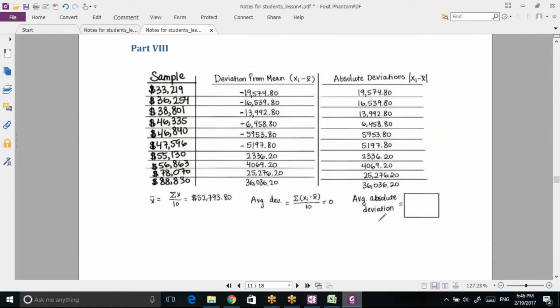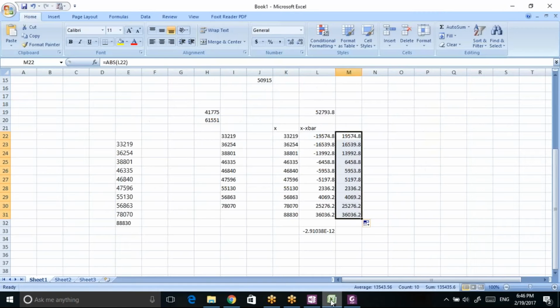Now what is the average absolute deviation? Calculate the average of this quickly. 13543.56. Good. Yes, 13543.56. Let me also do it over here.